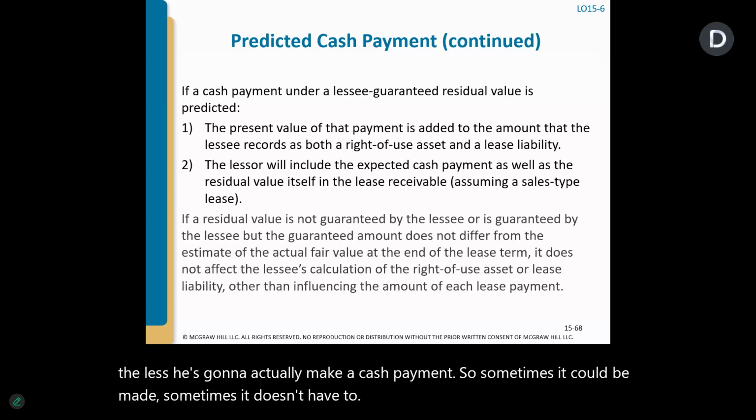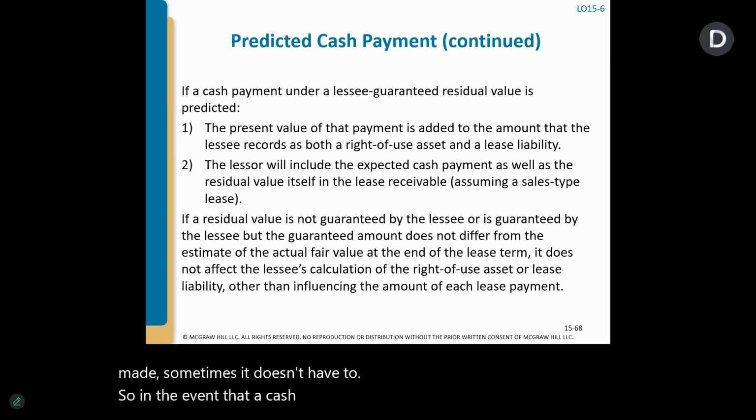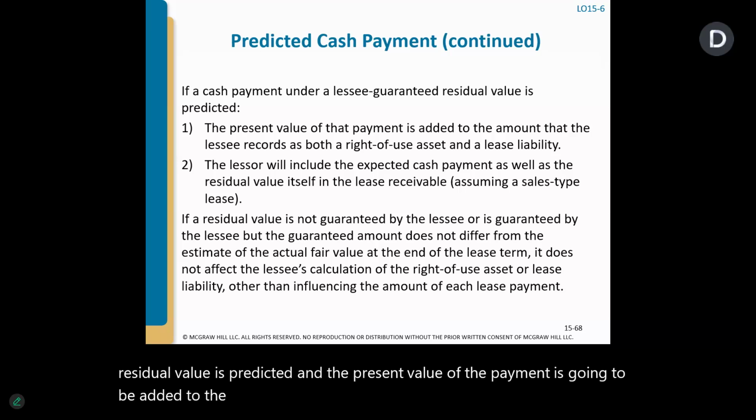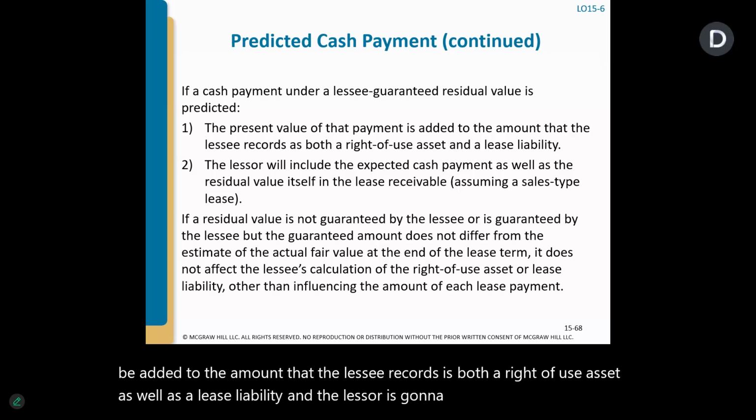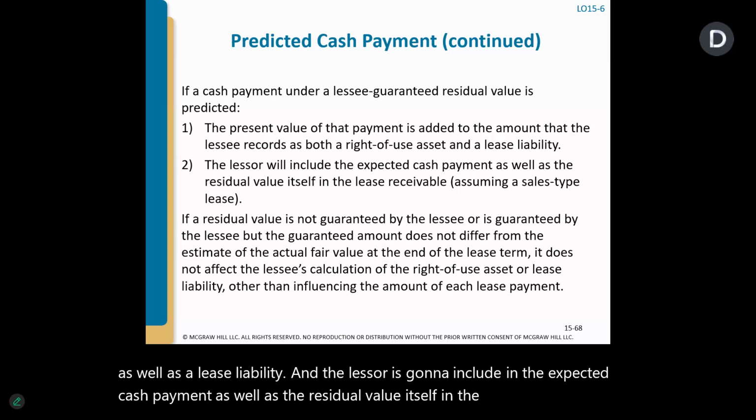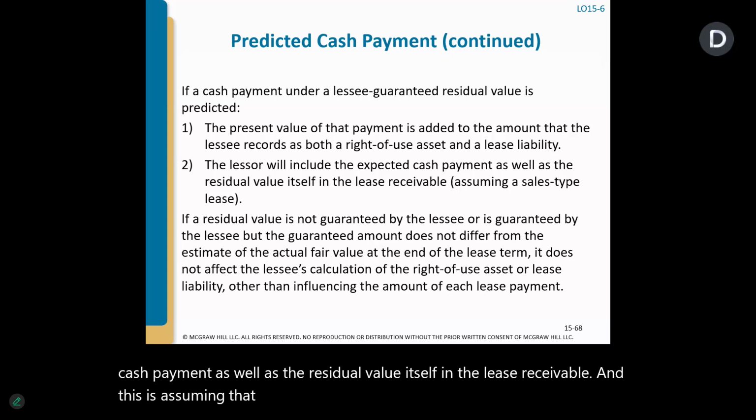So in the event that a cash payment under a lessee-guaranteed residual value is predicted, then the present value of the payment is going to be added to the amount that the lessee records as both a right of use asset as well as a lease liability. And the lessor is going to include the expected cash payment as well as the residual value itself in the lease receivable. And this is assuming that it's a sales type lease for the lessor.